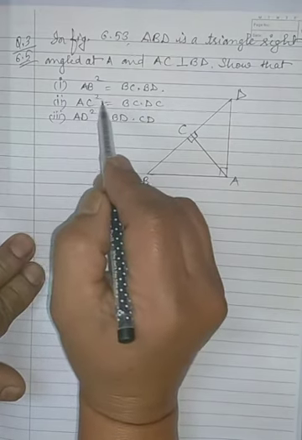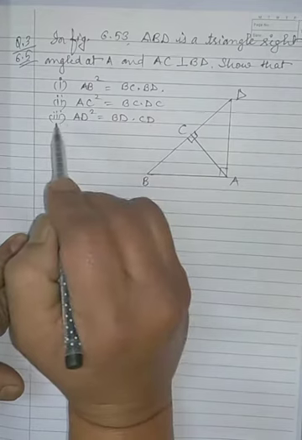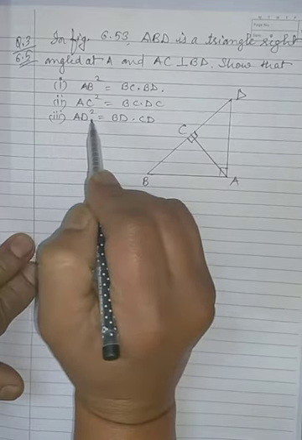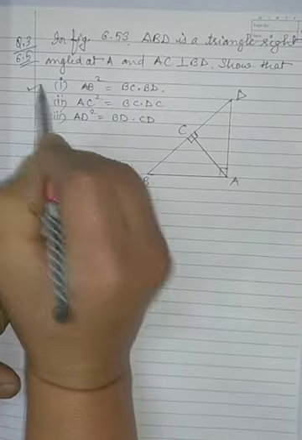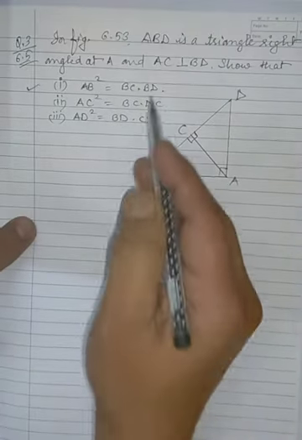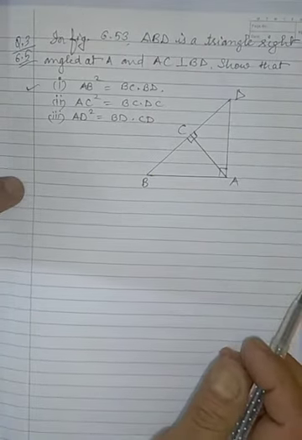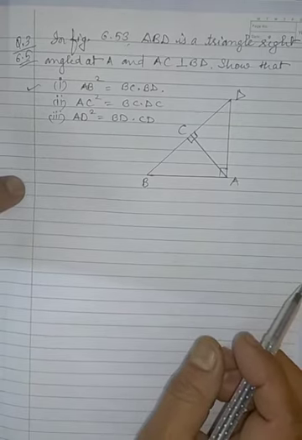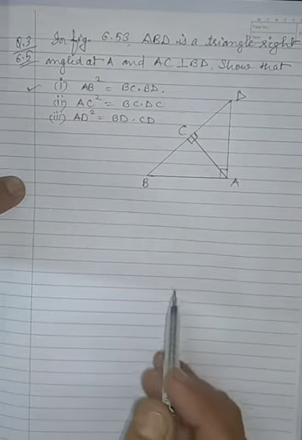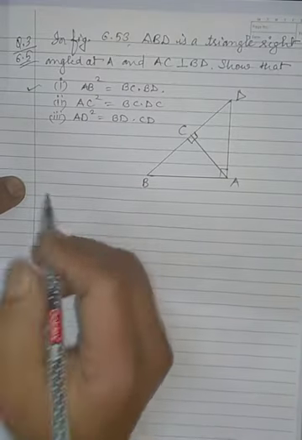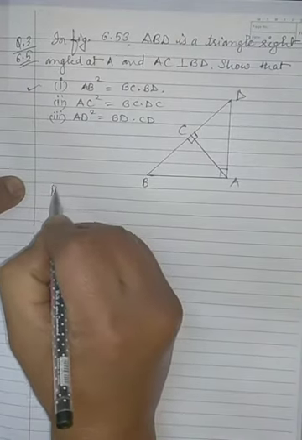Second part, AC square equal to BC into DC. And third part, AD square equal to BD into CD. So here I am going to do the first part, as all three are to be done with the same criteria, angle, angle. So after watching the video for this first part, the remaining part you can do. So let's prove it.